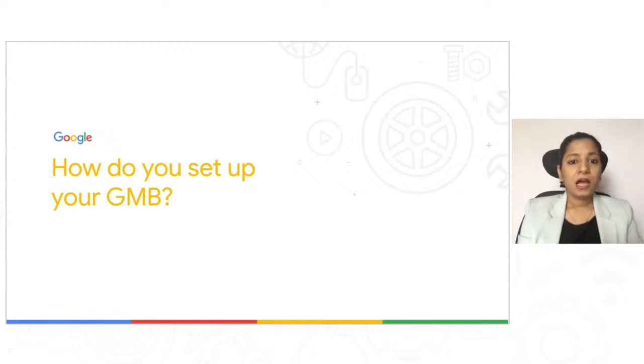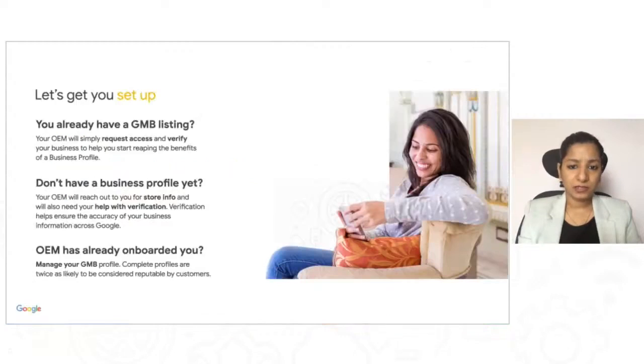Now let's see how to get you onboarded to GMB in case you don't have a business profile yet. So if you already have a GMB listing for your dealership, your OEM will simply request access and get your dealership verified. If you don't have a GMB listing, then your OEM will reach out to you for store info and get the store verified. If the OEM has already onboarded you, then you can manage the profile by keeping it regularly updated.